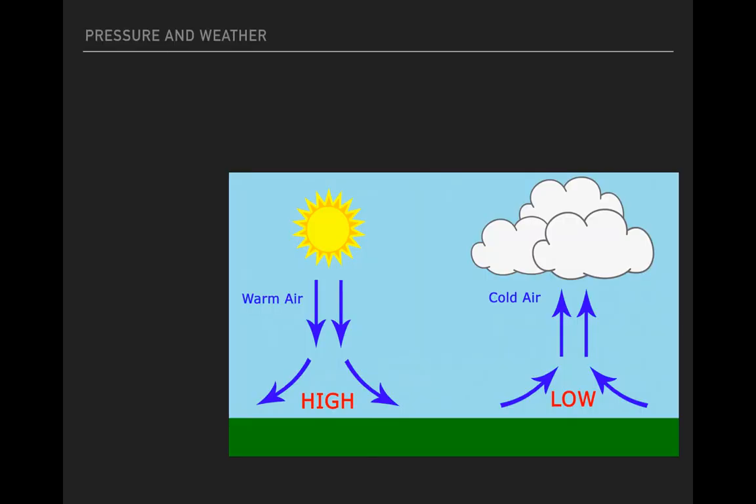Okay, weather and pressure is the last bit then. So this is very straightforward. On the left we have high pressure. High pressure just means that there's a very large weight of air above a particular point, and as a result the air in that area is very stable. It's not likely to move, so there's no wind really. As a result, if the air is pressing down, the moist air can't rise, so clouds can't form. So high pressure days are typically clear skies and little wind.